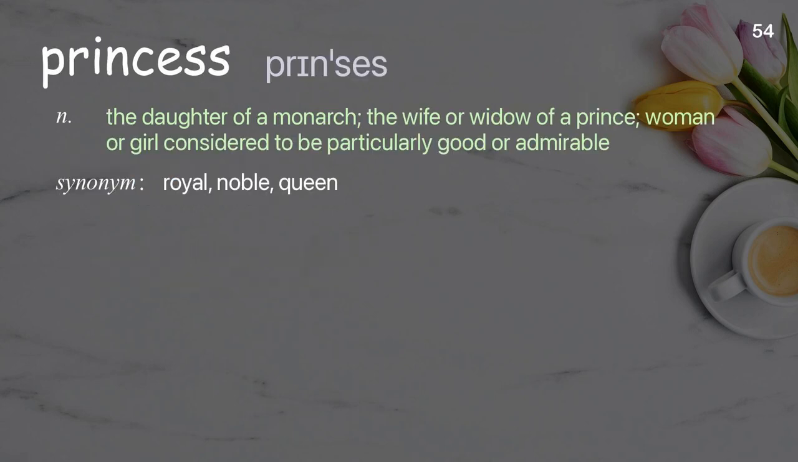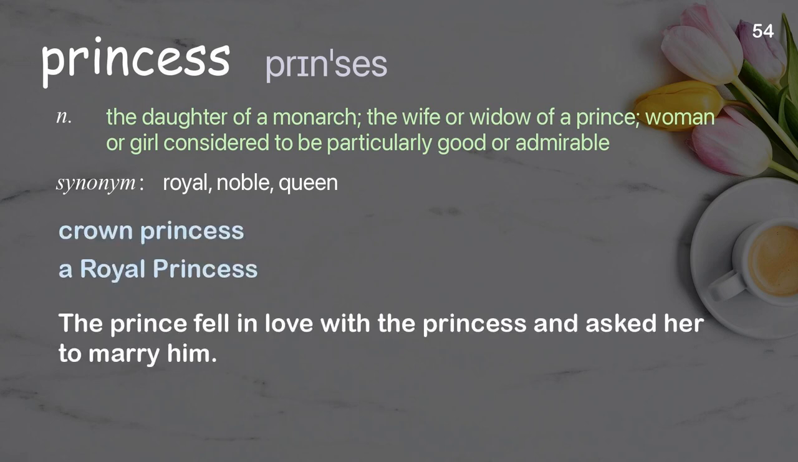Princess. The daughter of a monarch, the wife or widow of a prince, woman or girl, considered to be particularly good or admirable. Examples: crown princess, a royal princess. The prince fell in love with the princess and asked her to marry him.